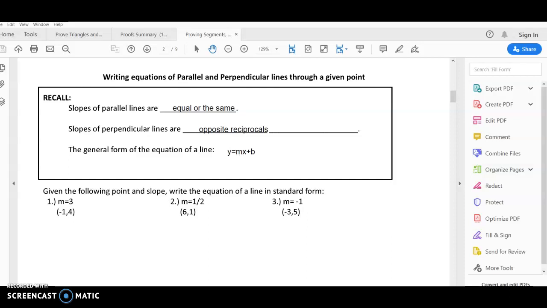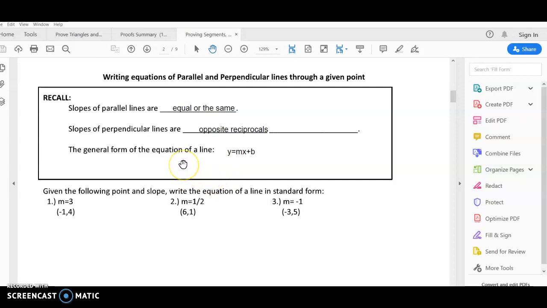Hey guys, I want to talk a little bit about parallel and perpendicular lines. Parallel lines, you should know, have the same slope, or equal slopes. Perpendicular lines have the opposite reciprocal, so you have to know what a reciprocal is. Reciprocal means that it is flipped. The numerator becomes the denominator and vice versa, like you just flip them. Opposite reciprocal means you change the sign and you flip it. So you need to know that about the slopes of perpendicular lines.